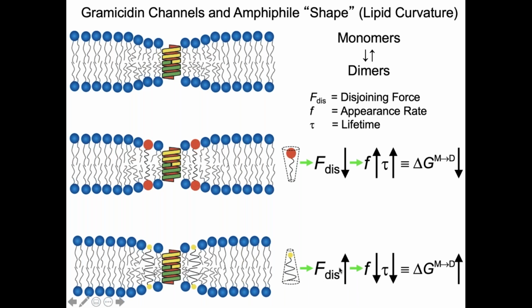And conversely, if we add molecules that produce negative changes in curvature, then we would expect to see an increase in the disjoining force, a reduction in the appearance rate, a reduction in the lifetime, and an increase in the energetic cost of forming the dimer.